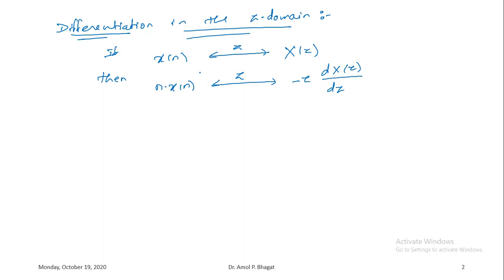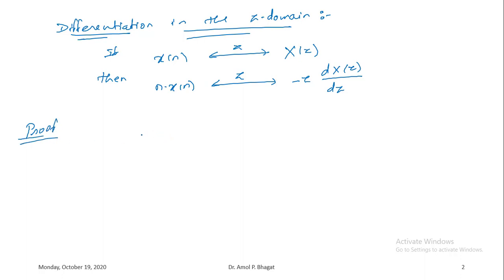Okay, so if we are provided with the discrete time signal x of n and we know the Z transform of x of n, which is nothing but X of z, and if we want to determine the Z transform of n into x of n, then we can take the derivative of this X of z with respect to z and we can multiply it with minus z. Okay, and both of these Z transforms will have the same ROC. So we'll try to prove this property here.